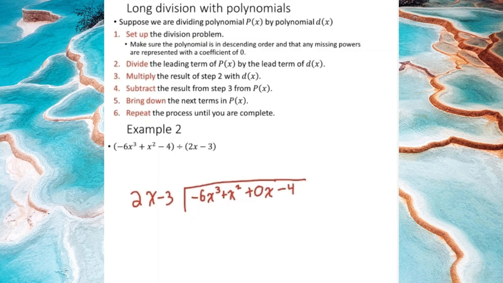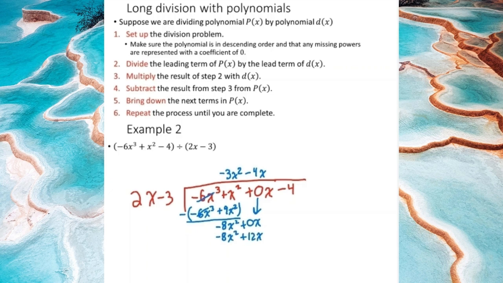Negative 6x cubed divided by 2x will be negative 3x squared. And when we multiply, we get negative 6x cubed plus 9x squared. Now we subtract. The negative 6x cubes cancel. X squared minus 9x squared is negative 8x squared. Now we can bring down the next term. Here, since I'm dividing by a two-term polynomial, I only need two terms for the division. If you want to bring down the negative 4 as well, you can. But now we'll divide. Negative 8x squared divided by 2x is negative 4x.